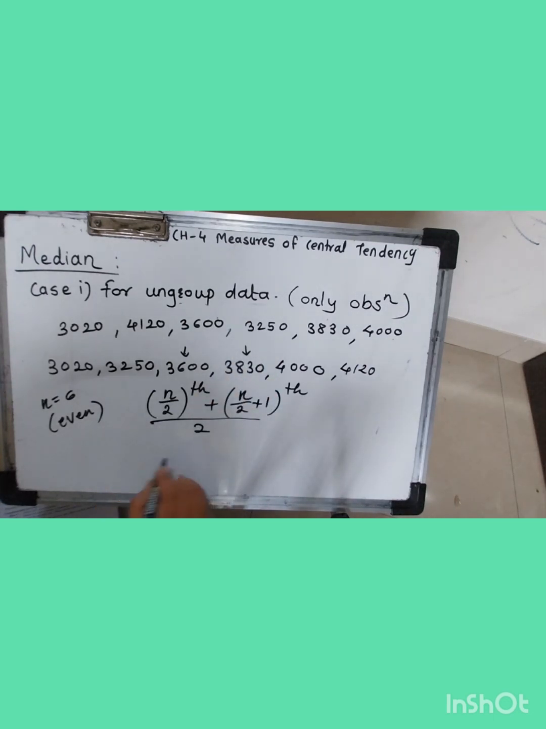Okay, so the 3rd observation, 3600, plus the 4th observation, 3830, divided by 2. So it is 3715. Okay, this is the median for the even case. Okay, understood?